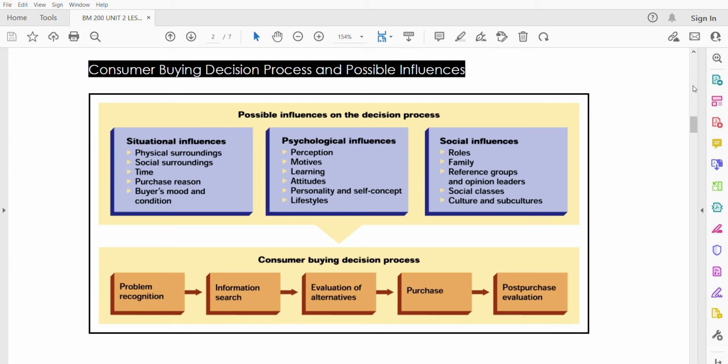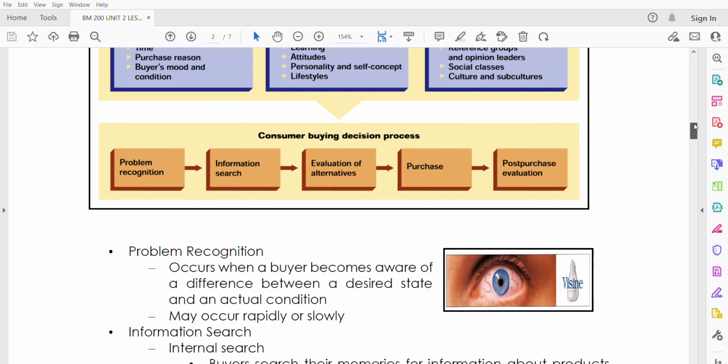So, the consumer buying decision process starts with problem recognition, followed by information search, and then evaluation of alternatives, the purchase of the product, and then the post-purchase evaluation of the product. And then the influences that may affect the buying decision process of a consumer could be situational, psychological, or social influences. Each are discussed in detail below.